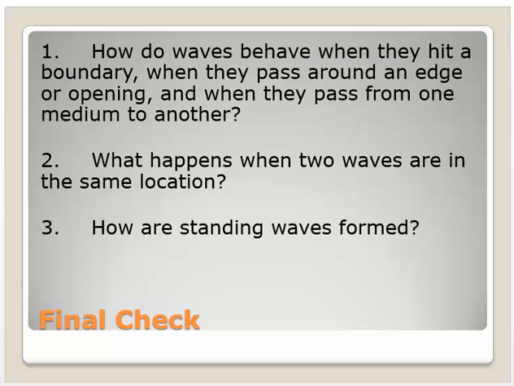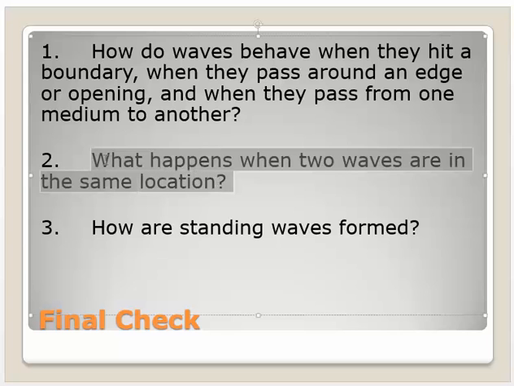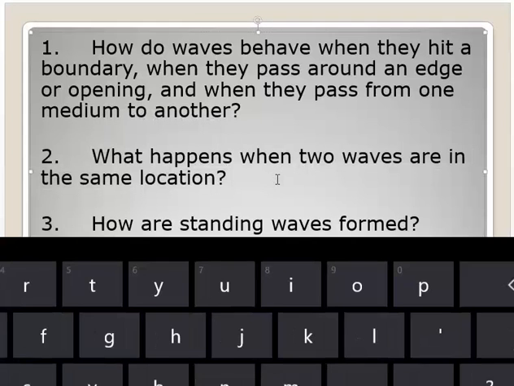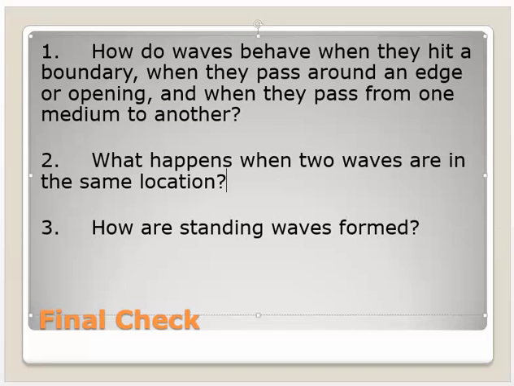All right, we've got a few questions here for you. How do waves behave when they hit a boundary, when they pass around an edge or an opening, and when they pass from one medium to another? The other thing is, what happens when two waves are in the same location? Just give you a little hint. This one here is on interference. And then the last one here, how are standing waves formed?